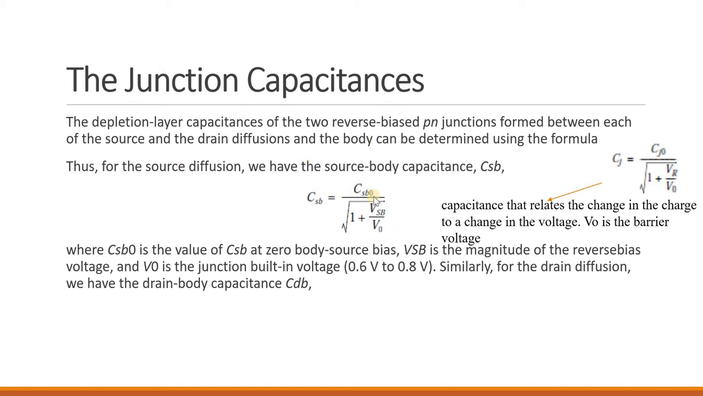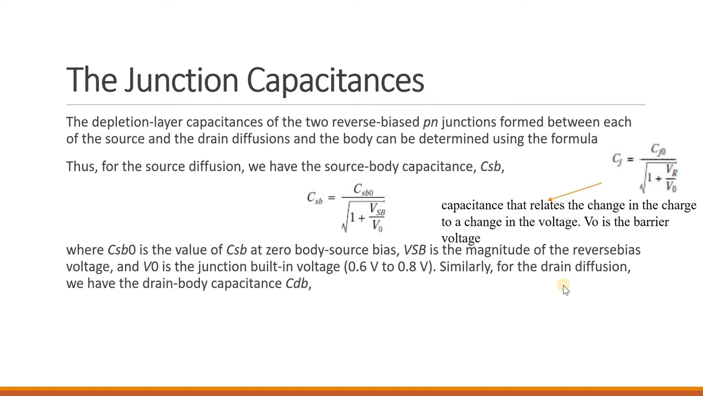There is a formula to determine that CSB is equal to CSB naught divided by root of 1 plus VSB by V naught, where CSB naught is the value of CSB, that is capacitance between source and body at zero body-source bias, and VSB is the magnitude of the reverse bias voltage, and V naught is nothing but the barrier voltage or junction built-in voltage, which will range from 0.6 volt to 0.8 volt.